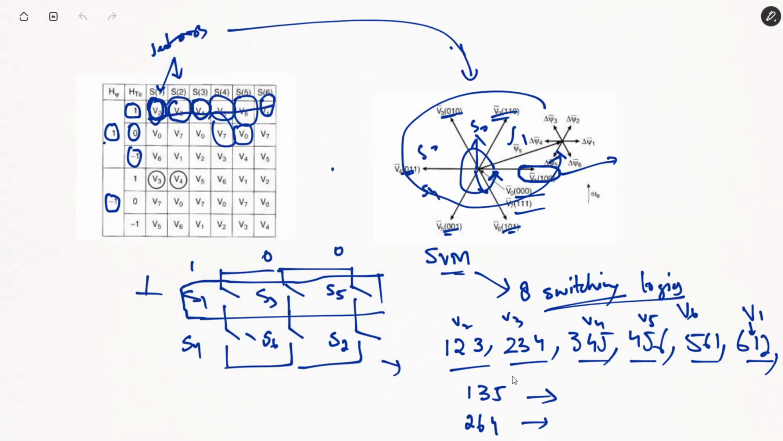So you have to look into 3 conditions. You have to check the value of H psi, whether it's +1 or -1. You have to check HT, whether it's +1, 0 or -1. And you have to see the phase. Depending upon the phase, you have to see whether it is sector 1, sector 2, sector 3, sector 4, sector 5 or sector 6. Okay. Our angle, whether it is between 0 to 60, 60 to 120, 120 to 180, 180 to 240, 240 to 300, 300 to 360, whichever sector it is in, we have to see that.